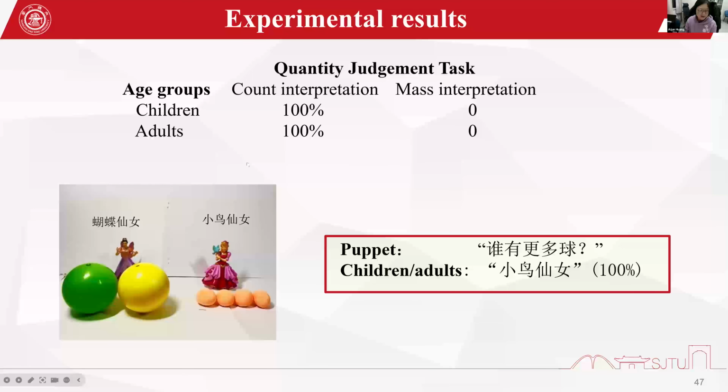For both children and adults, they all choose the bird fairy, the character who has 4 small balls. So that means children and adults assign the count interpretation to the ball 100% of the time. This is very consistent with the results from previous studies, right? As I reviewed, they all report dominant count interpretations using the quantity judgment task. So we used a very similar quantity judgment task and got a very similar result. Based on this result, you may say the semantic account works.